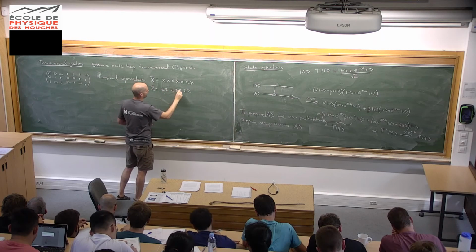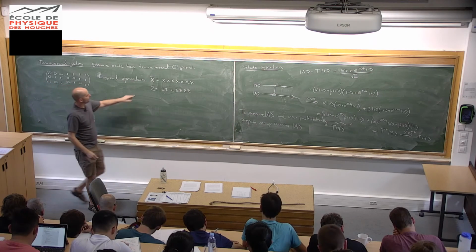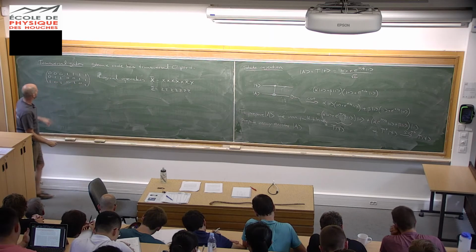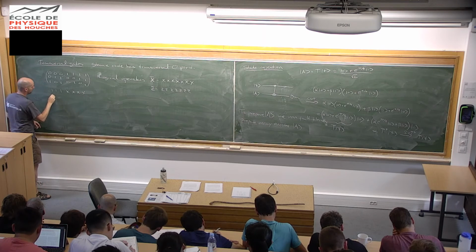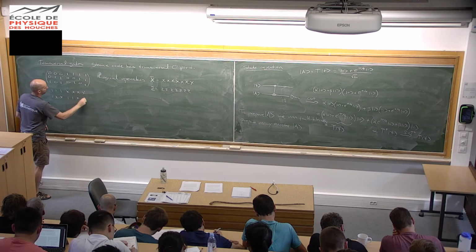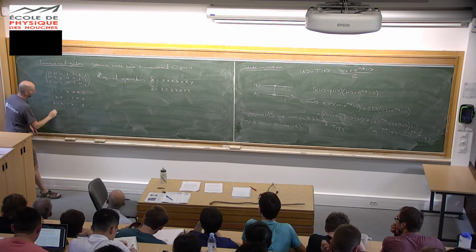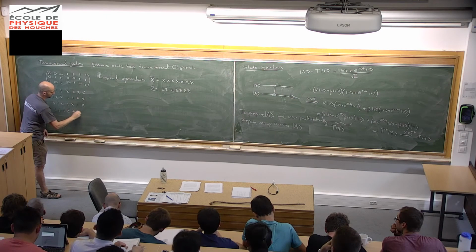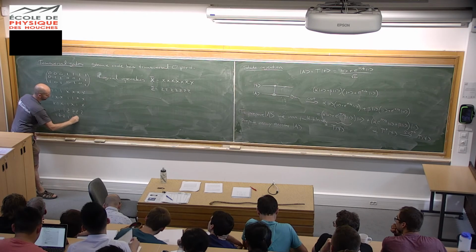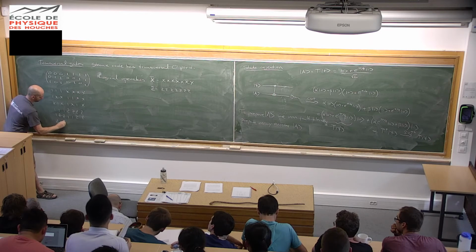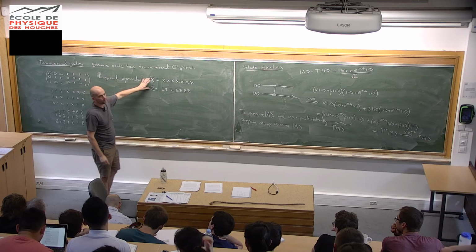Okay? So these are logical operators. What do I mean by this? These commute with all the stabilizers, right? And then, okay. Is it clear to everyone that these commute with all the stabilizers?